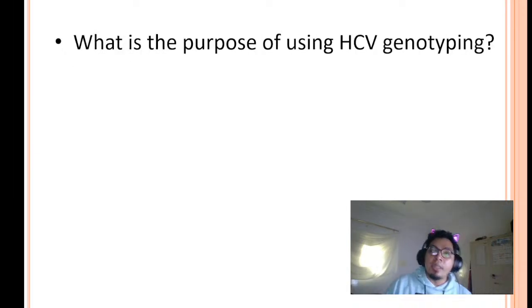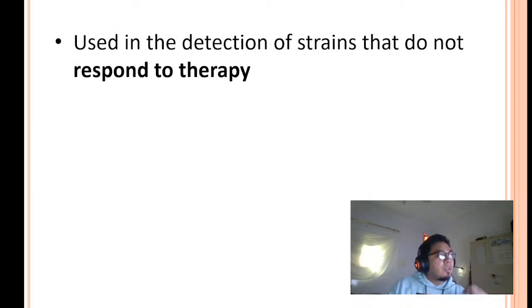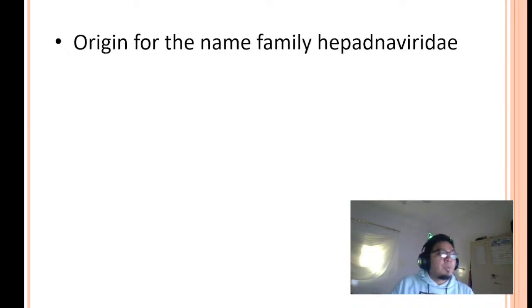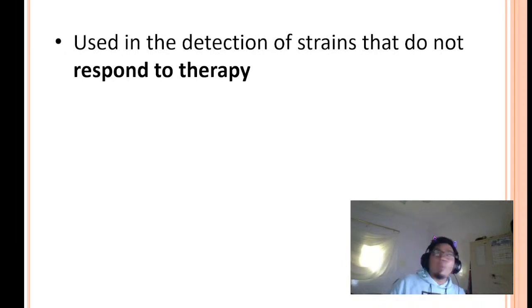All right? What is the purpose of HCV genotyping? This one is another thing that you need to remember. Why? Because certain strains of HCV do not respond to therapy, and therefore we need to know if that particular strain will respond to a particular therapy. Before we use what? Adjuvants, or what we call adjuvants. We can also use interferons. These are the types of therapies that they use for patients who are infected with viral infections.